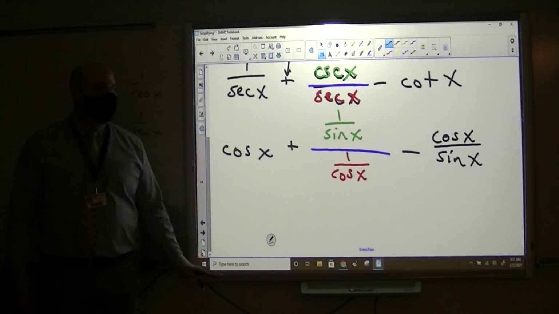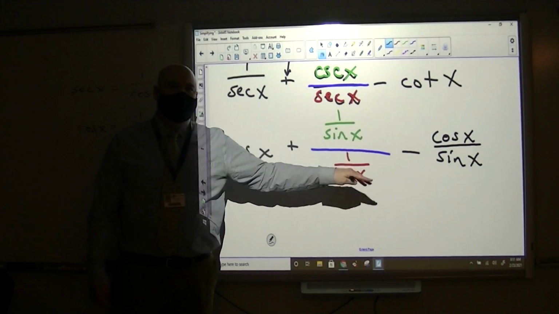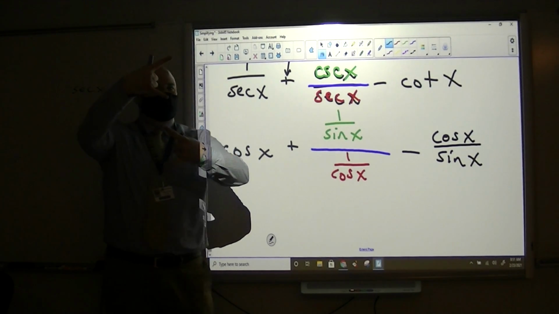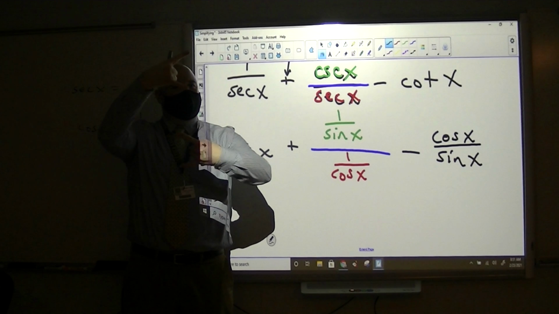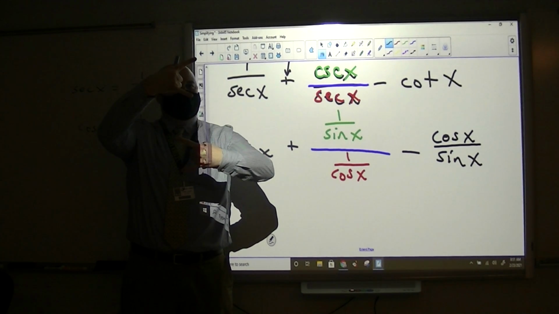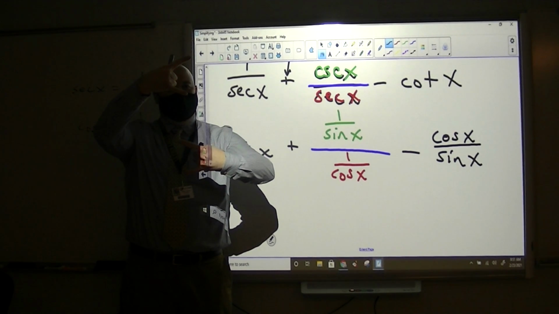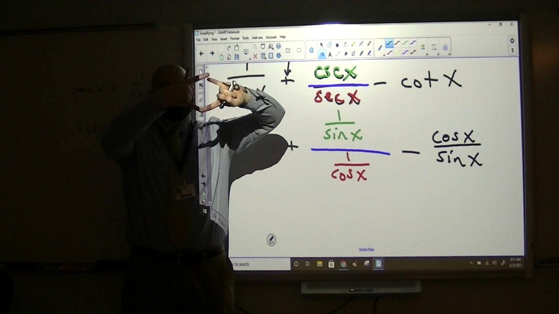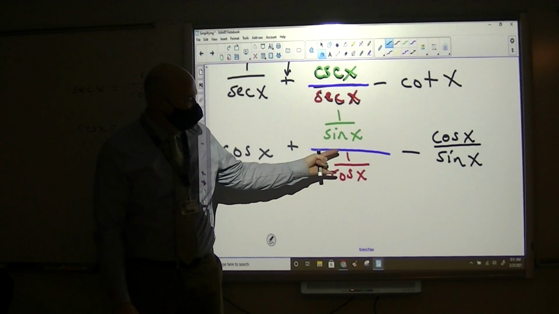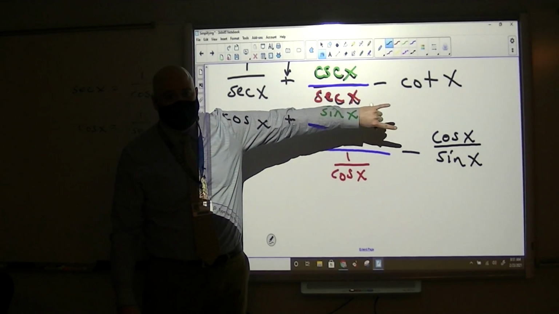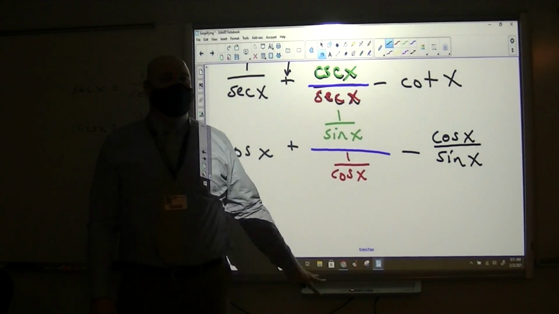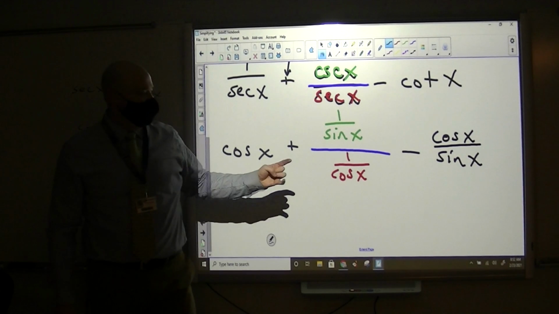Now I can simplify. We've got this mess in the middle. We've got 2 fractions. One on the top, one on the bottom. How do we clean up something that has 2 fractions like this? We take the bottom one, we flip it over, and we multiply. So we're going to take this, flip it upside down, and multiply it times the top.